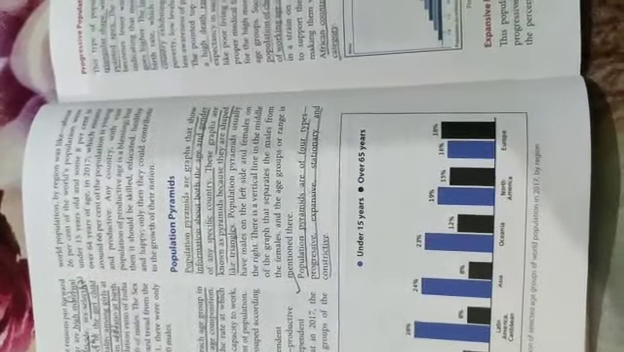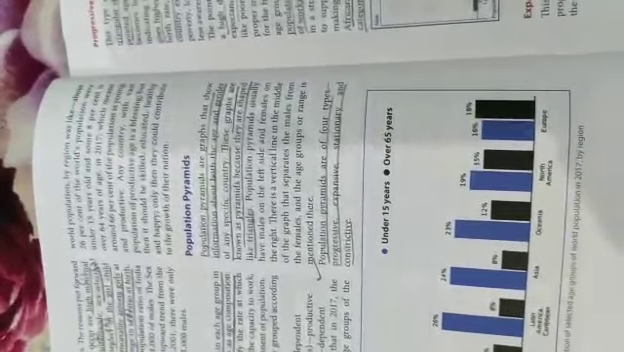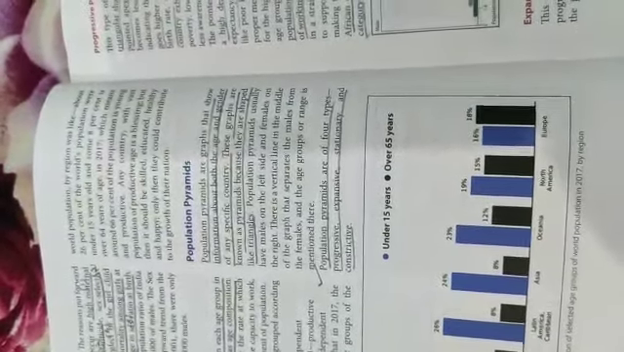Population pyramids have males on the left side and females on the right side. There is a vertical line in the middle of the graph that separates the males from the females, and in between, all the age groups are mentioned. Population pyramids are of four types: progressive, expansive, stationary, and constrictive.